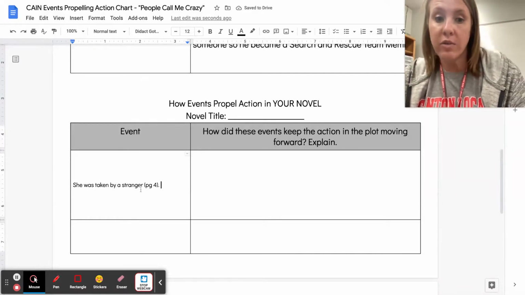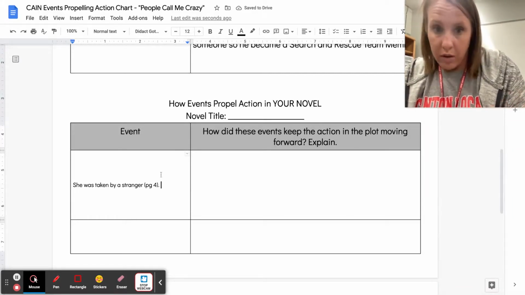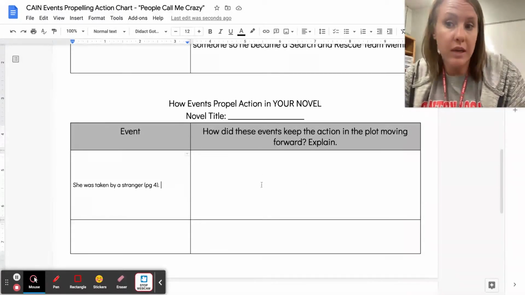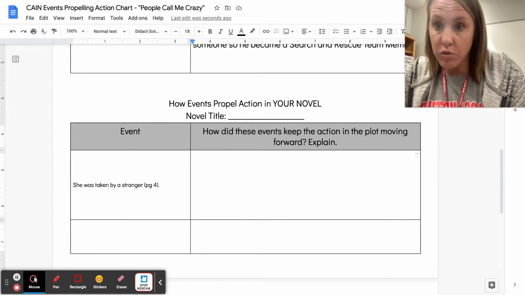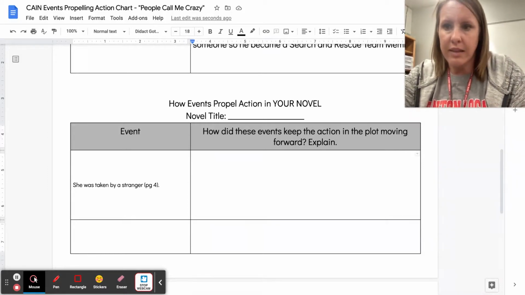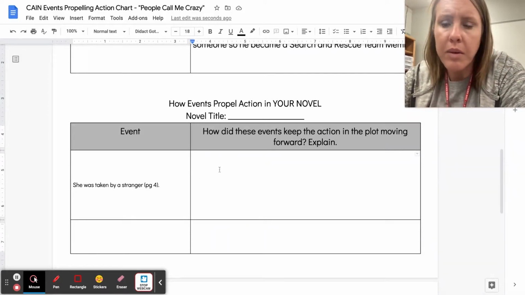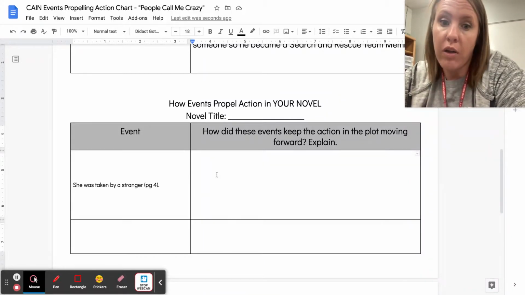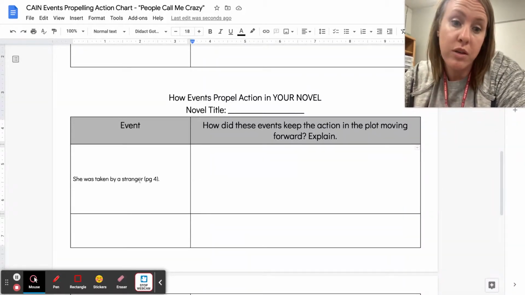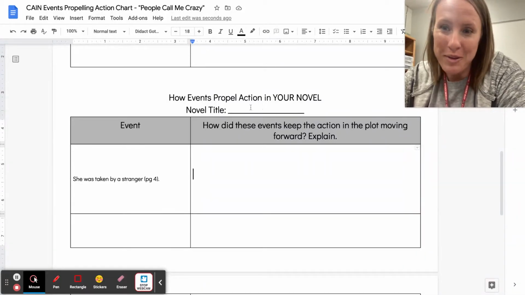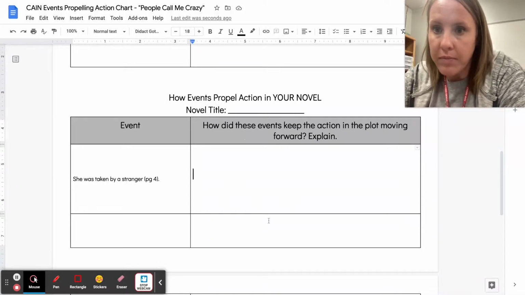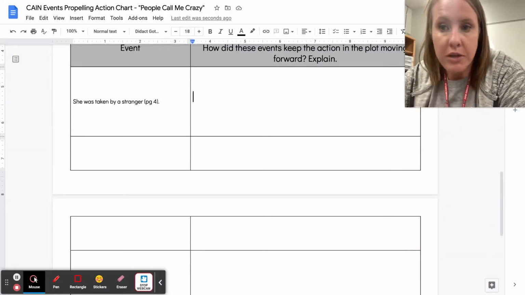Then after you have that, what kept the action moving forward after that? Maybe because she was taken by a stranger, she decided to fight back, or things like that. You're going to do all three and make sure that you cite what page it's from. Tell me what book it is so I know what I'm looking at, and explain how that plot kept moving forward. And then as soon as you're done, you're going to submit.